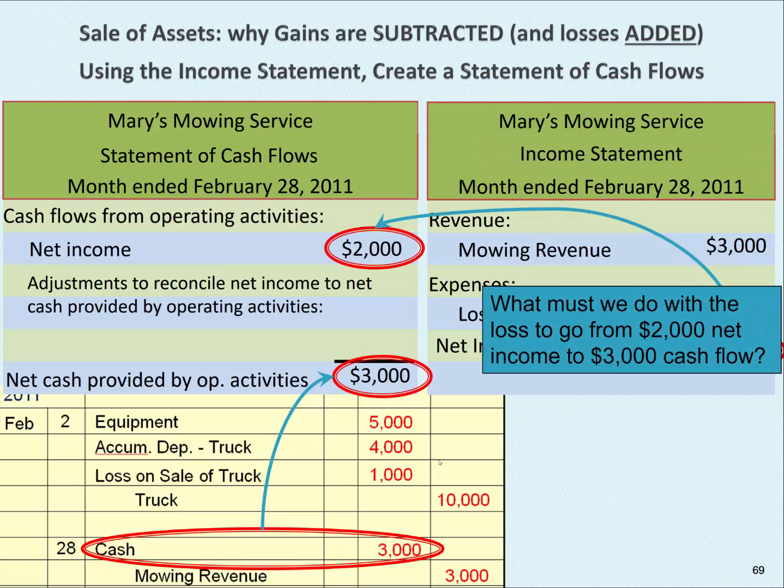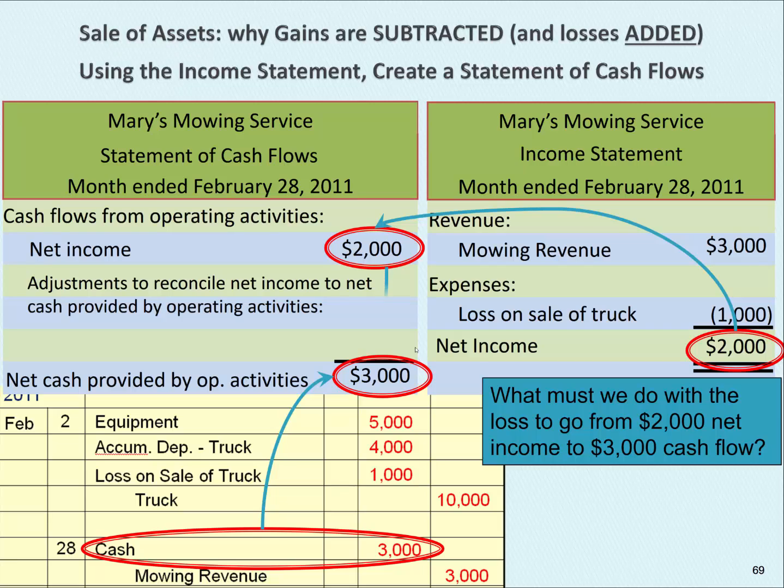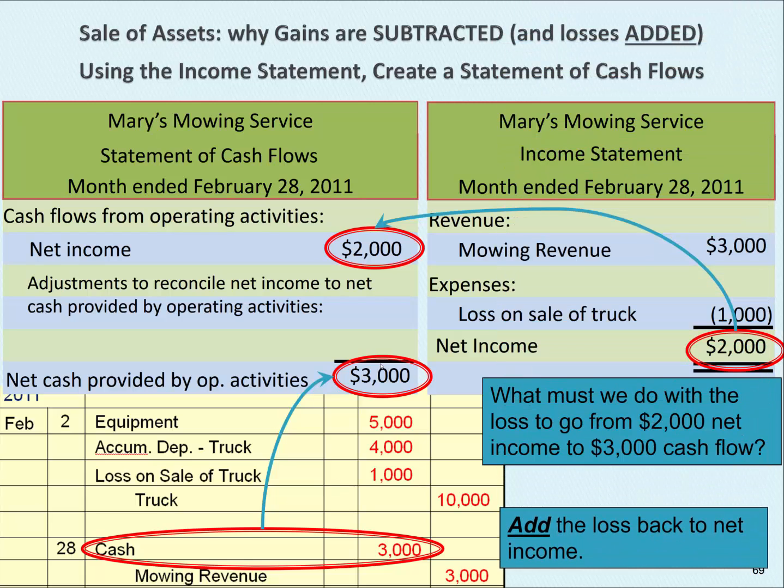So now let's figure out what to do with that loss. What must we do to the loss to go from a $2,000 net income to $3,000 cash flow? We need to reverse or back out the loss. And how do you back out or remove a loss? Remember, a loss was subtracted, so we have to add that back in. So that's why this $1,000 is a positive number here.